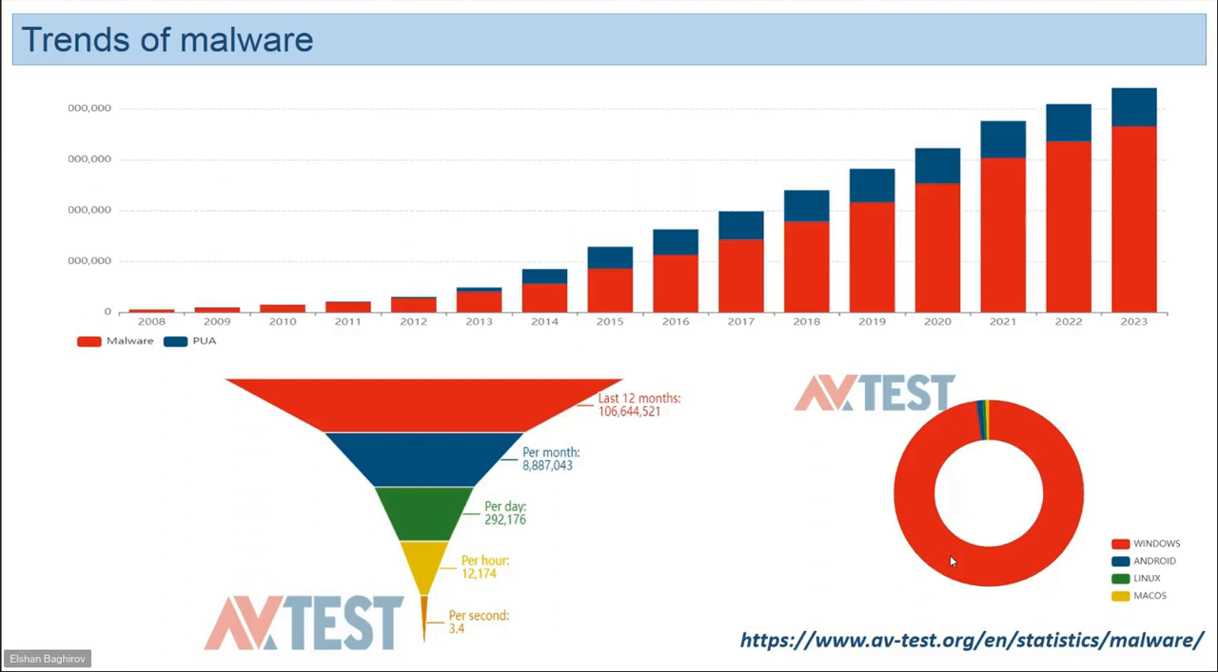Next, we have a funnel chart. It helps us to see how fast we are detecting malware, whether it's per second, per hour, per month. Numbers are pretty high. It's a big challenge for us. Lastly, the donut chart tells us which operating system is getting targeted the most. Windows is at the top with a 97% share. So these charts tell us that dealing with malware is getting more and more important.